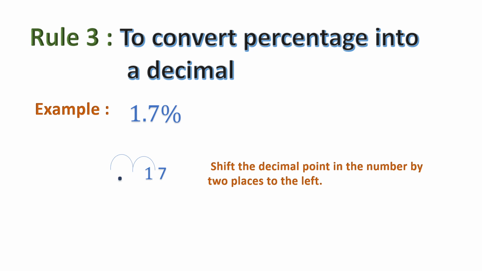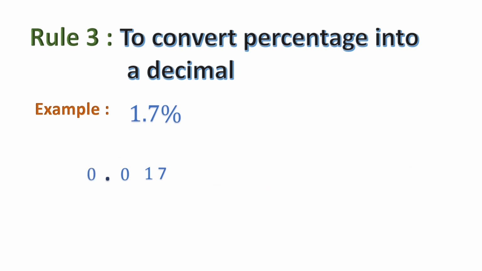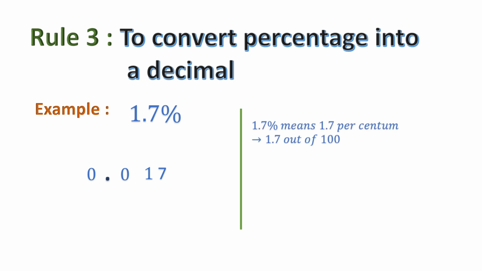The point comes here. Now we have one vacant place here. So we will put a 0. And just before the point, we also put a 0 for our convenience. Now let's see how is this happening. 1.7% actually means 1.7 out of 100. So if we make this a fraction, it will become 1.7 divided by 100. And simply, if we convert the fraction to decimal, we also get 0.017.